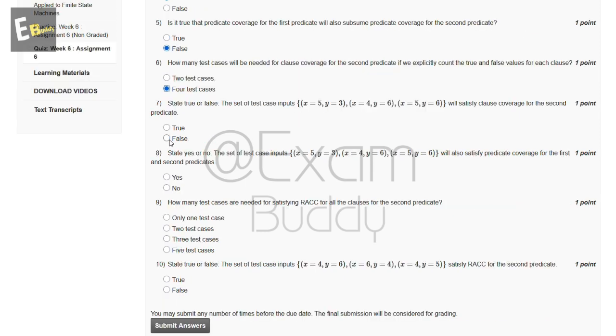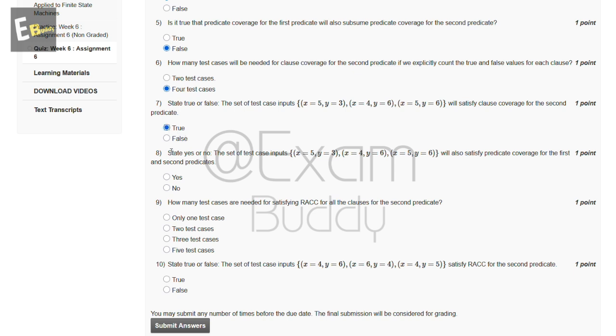Now the seventh question is, state true or false. The set of test case inputs x equal to 5, y equal to 3; x equal to 4, y equal to 6; x equal to 5, y equal to 6 will satisfy clause coverage for the second predicate. So these are the options, and the answer of our seventh question is A, true.